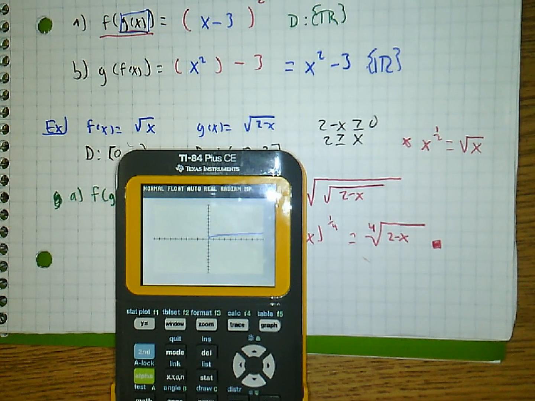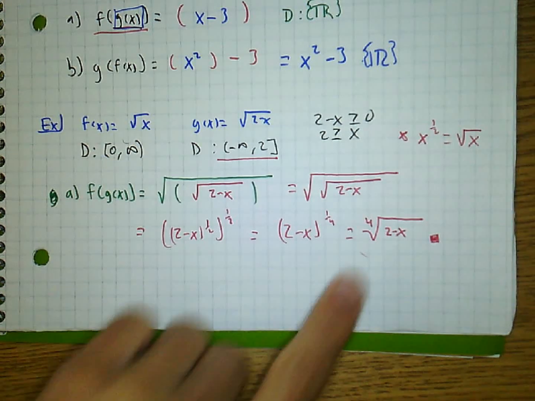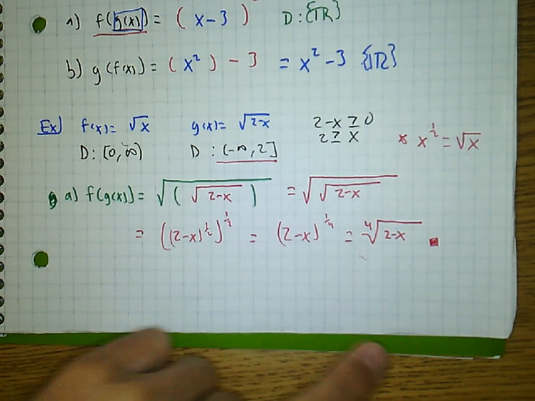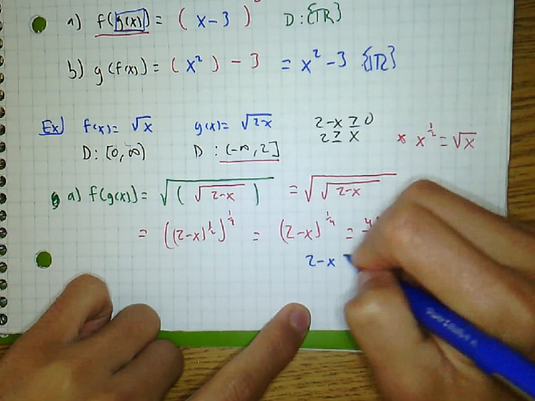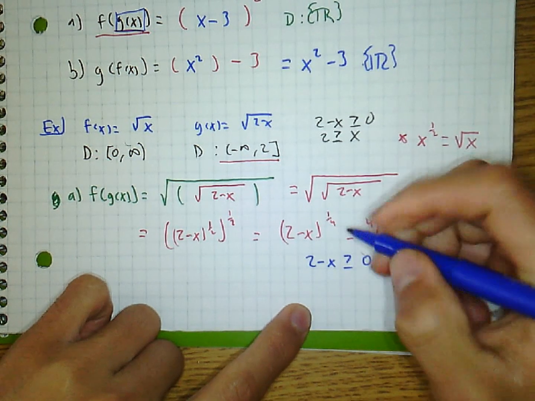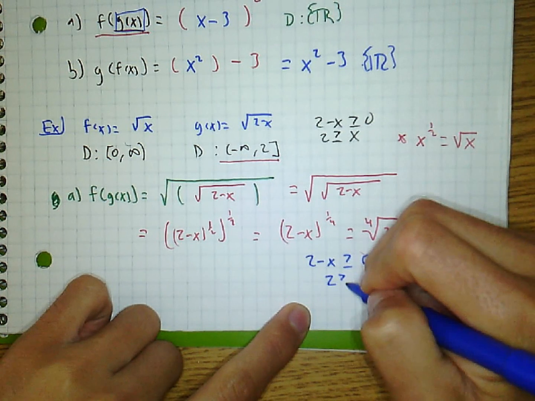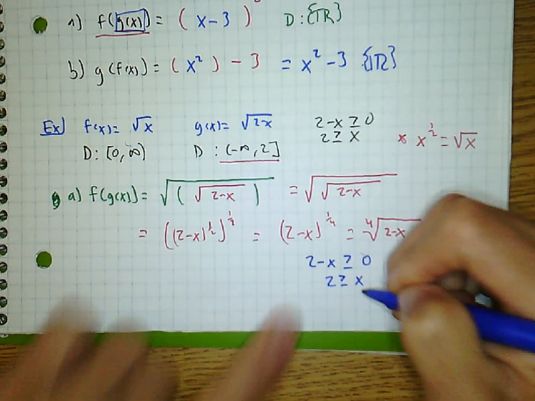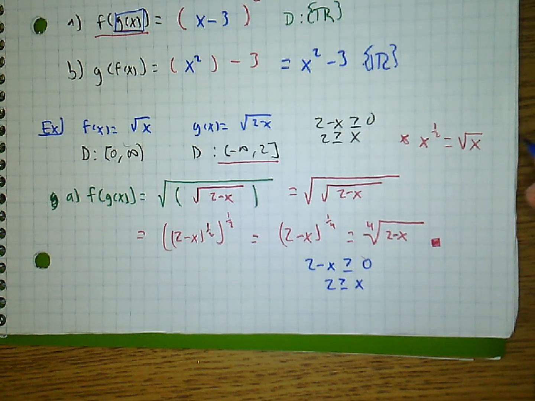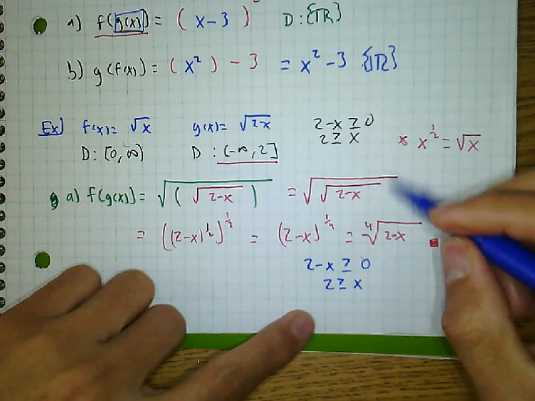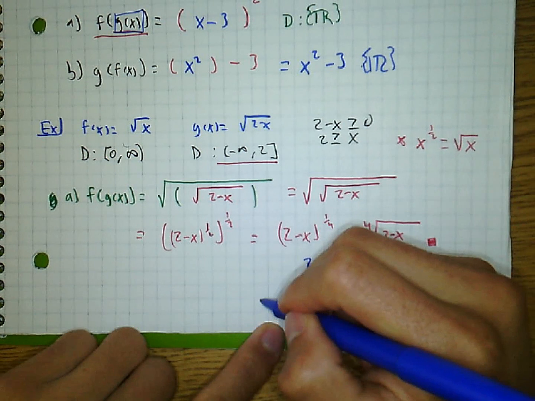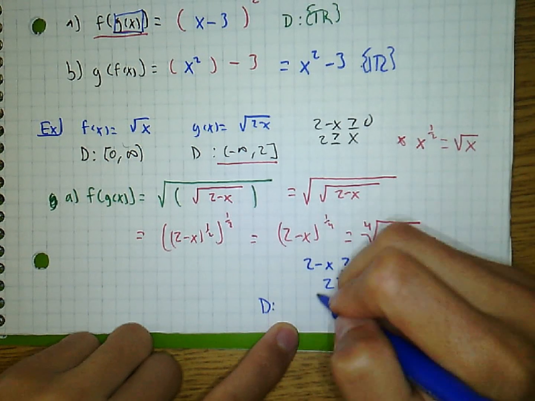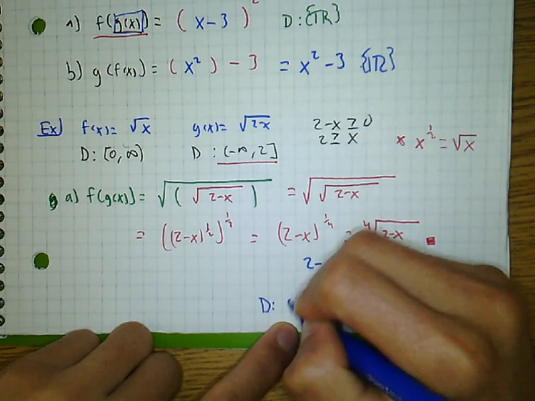So that should tell you that the domain is also from 0 to infinity, which means that to find the domain for this function, we would have to say 2 minus x has to be greater than or equal to 0. Therefore, 2 has to be greater than or equal to x, which means that the domain of the composite function is negative infinity to 2.